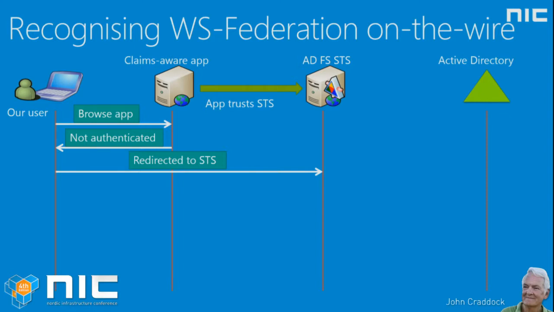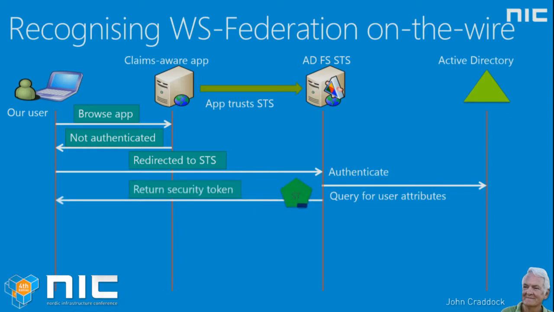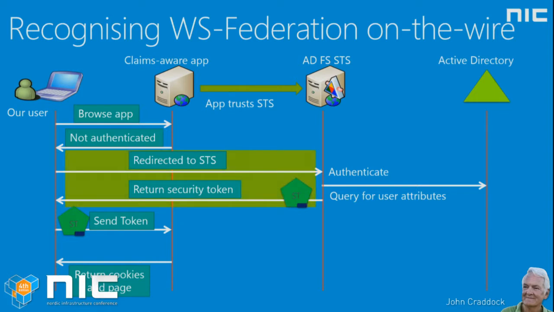If that STS trusts other STSs, you'll have a thing called home realm discovery at that point. Otherwise, what will happen is we will authenticate the user, and we will provide a token that is trusted, digitally signed, for the claims aware application. And I'm going to send the token across. Having sent the token across, we can then render the page. That token will actually authenticate against the server. So what I want to do is just look at that little piece there, so we can actually recognize it on the wire.